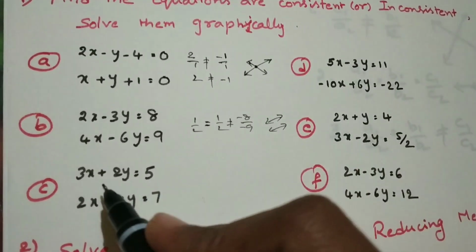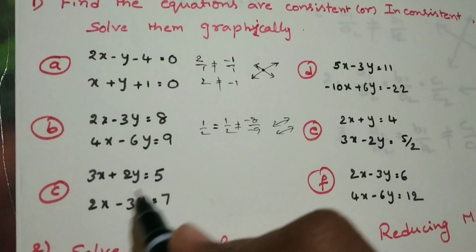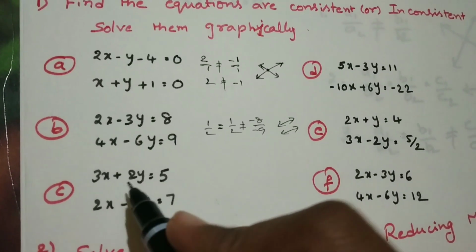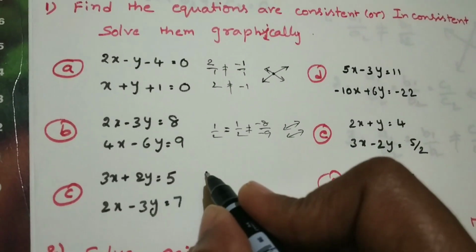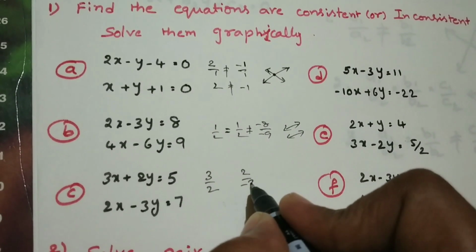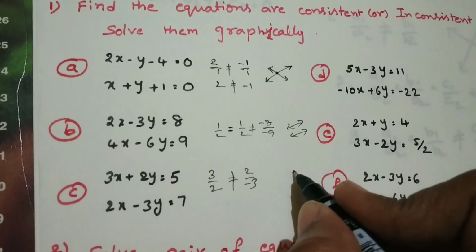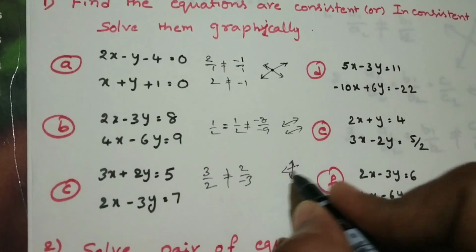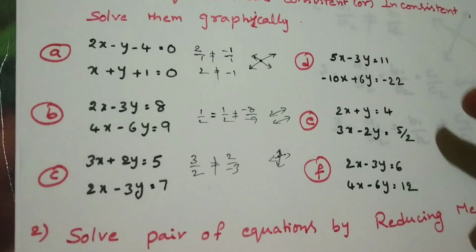Third one: 3x plus 2y is equal to 5, and 2x minus 3y is equal to 7. For this one, a1 by a2 is 3 by 2 and b1 by b2 is 2 by minus 3. Both are not equal, so directly you will get intersecting lines. Similarly, you can find the remaining.